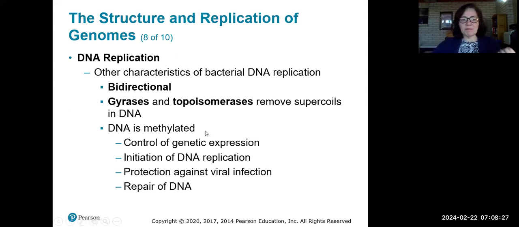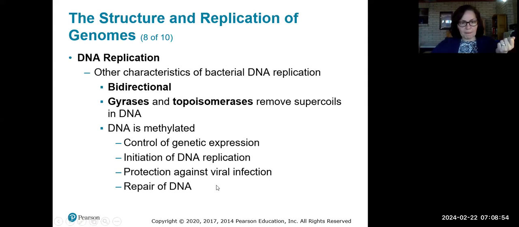The DNA gets methylated. This is, how to explain, adding a methyl group. It happens in eukaryotic genomes also, but it's been discovered that it happens in prokaryotic genomes, and it allows for control of things like expression of the genes, as well as the copying of the DNA.